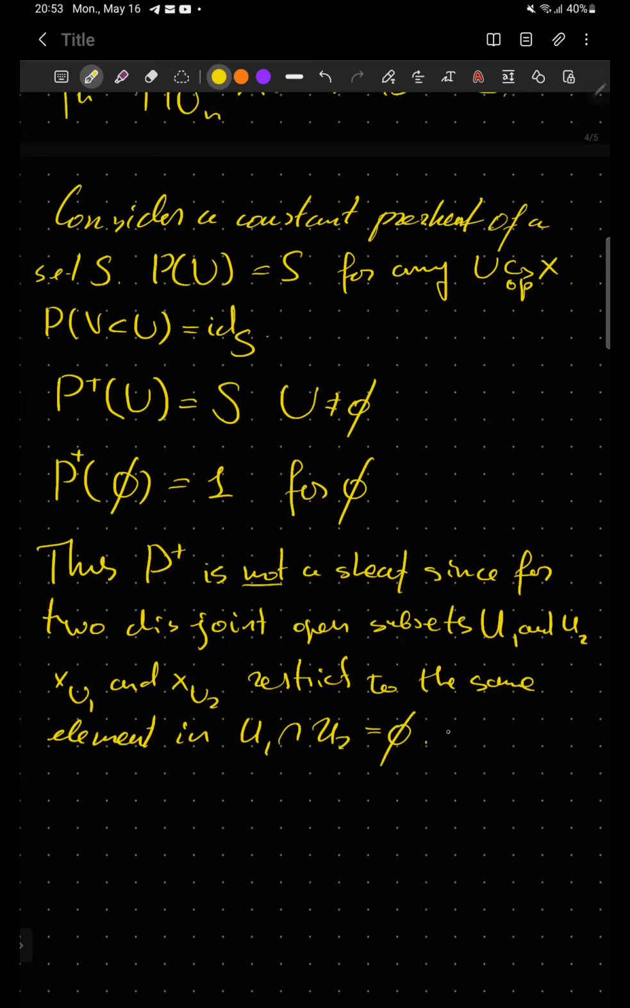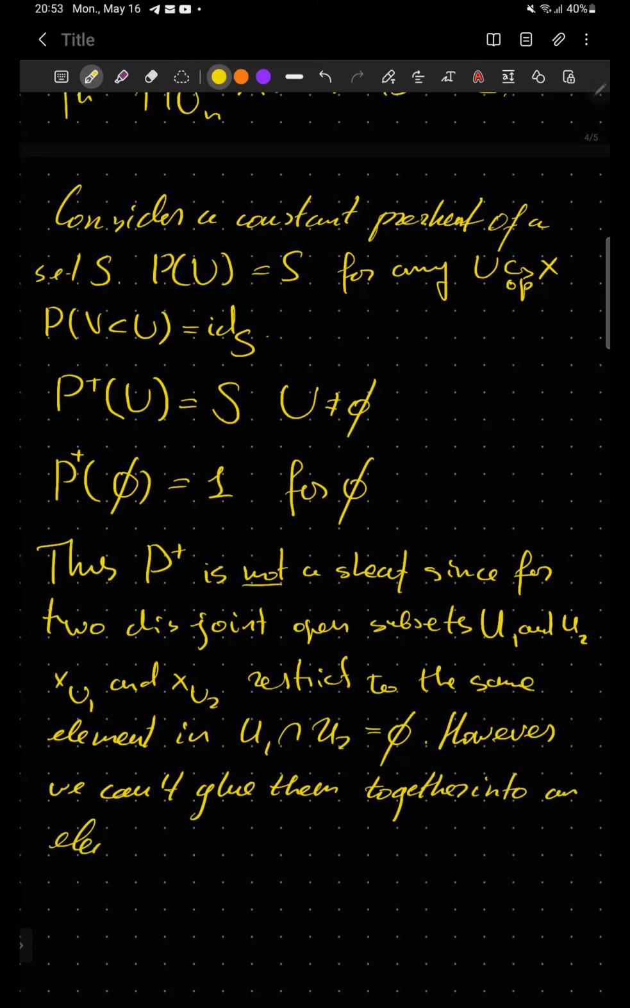However, we can't glue them together into an element on U1 union U2, because as we have seen earlier, the value on U1 united with U2 should be S, and thus they should be the same element in S if they're a matching family, if we have gluing. However, if x_U1 is different from x_U2 as an element of S, then we can't glue them together.